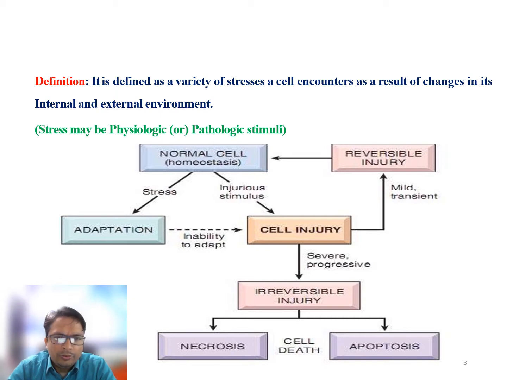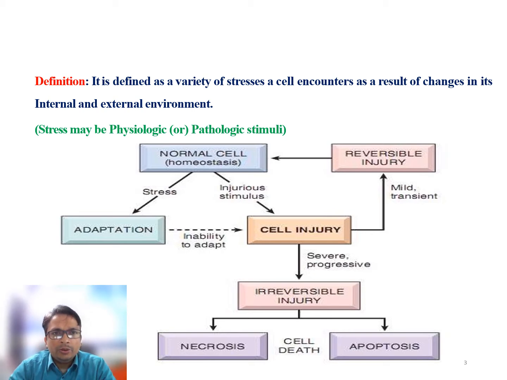Now, due to a variety of stress, and this variety of stress can come from the external environment like physical stress, or there is some alteration in the internal functioning of the cell which results in the generation of stress internally. These both sorts of stress will result in alteration in the internal and external environment of the cell, which alters the homeostasis and results in development of cellular injury.